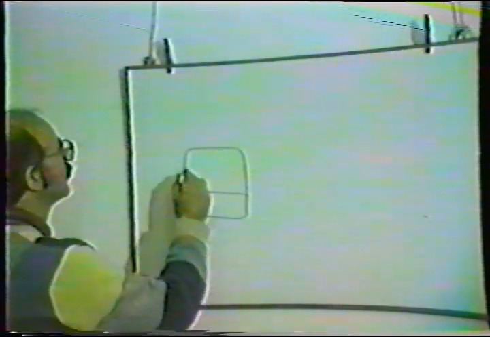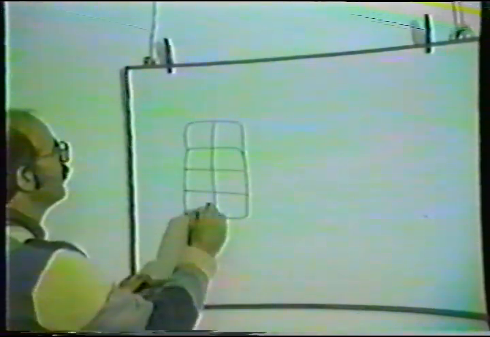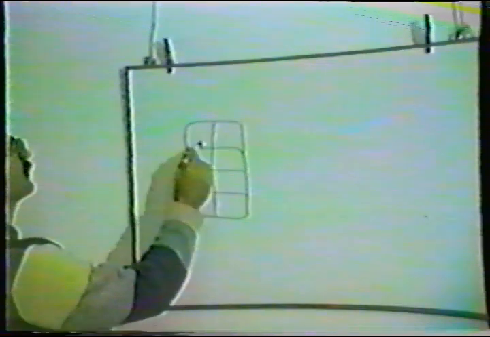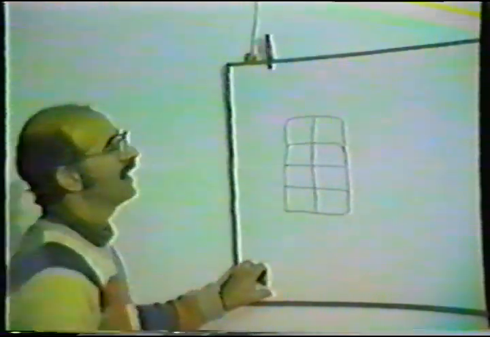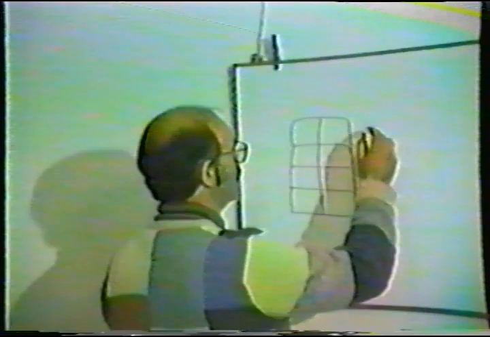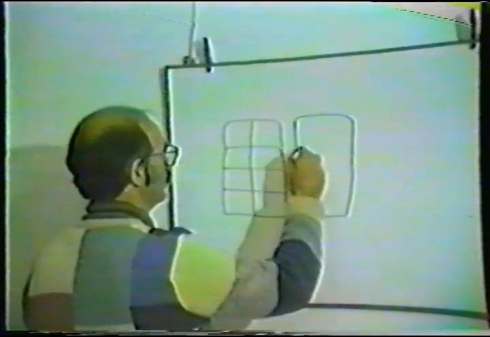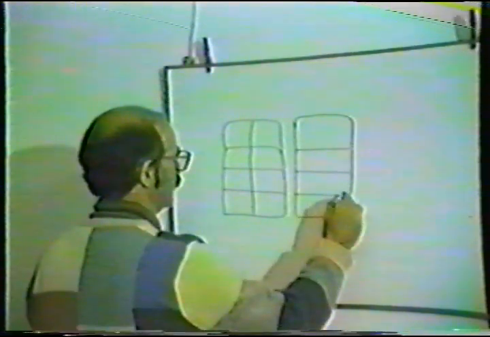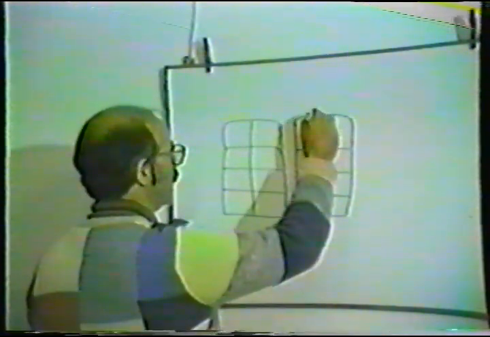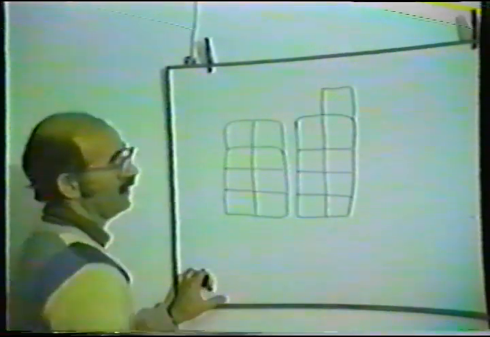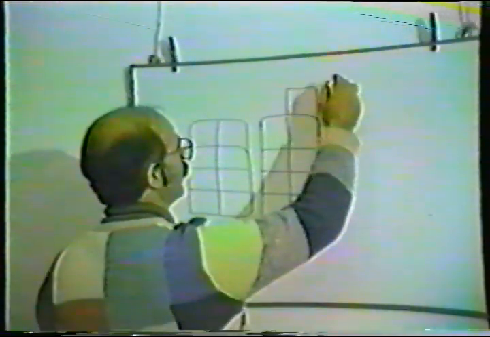Uncle Alf bought 8 loaves of bread on Monday. We have 1, 2, 3, 4, 5, 6, 7, 8 loaves of bread. And he bought 9 loaves on Tuesday. Eight and 1 more makes 9. 12 on Wednesday.